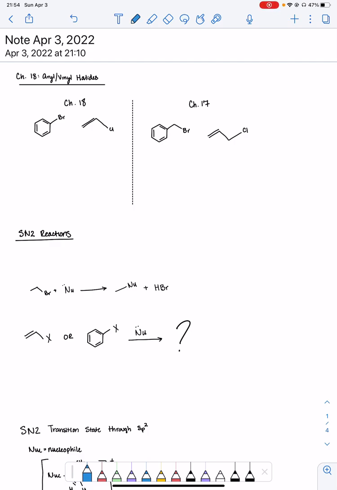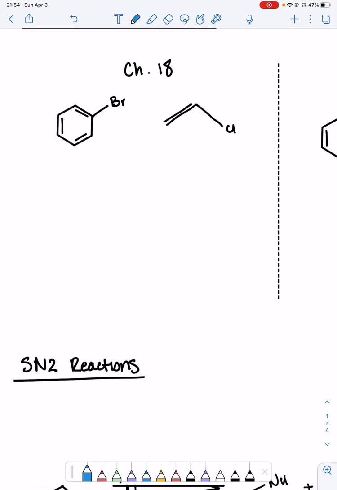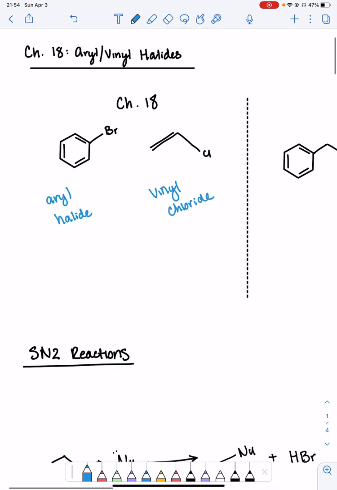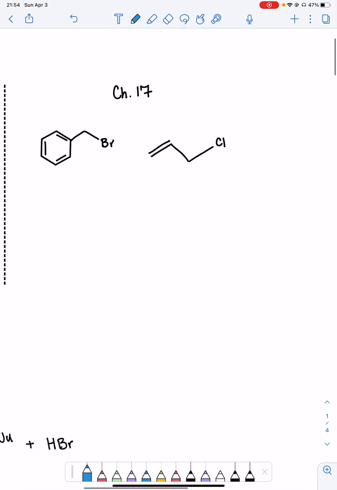Okay, to start off this chapter review, I am going to go with aryl and vinyl halides as our introduction, and I'm going to be comparing what we left off with in chapter 17, looking at structures, and what we are going to be focusing on in chapter 18. So in chapter 18, we're going to be looking at aryl halides and vinyl chlorides. This is just an example of what that structure would look like.